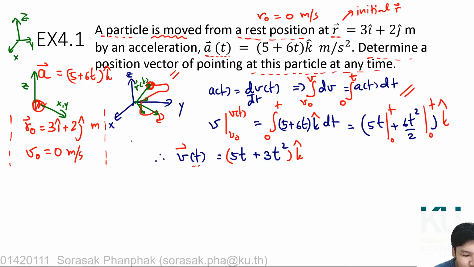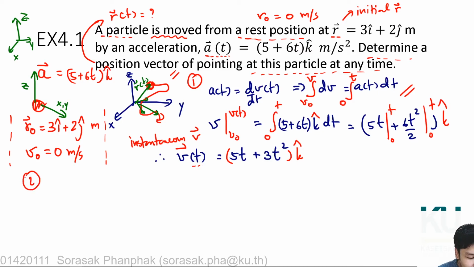So this is your instantaneous velocity, right? But your job is to find the instantaneous position. So your job is to find r(t). So let's continue after that. This is the first part of finding v(t). Your second job is to find r(t).